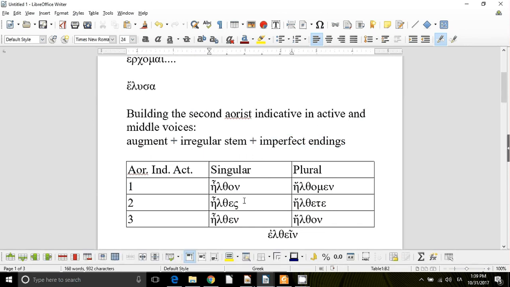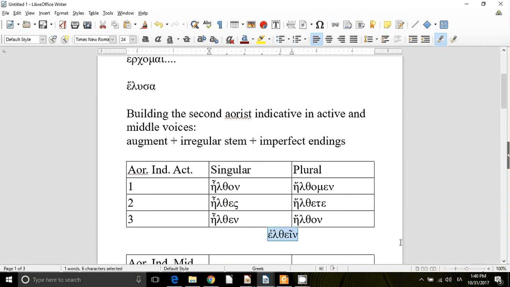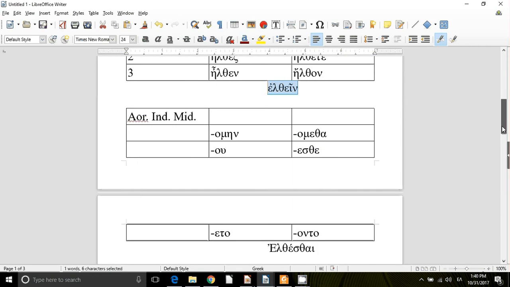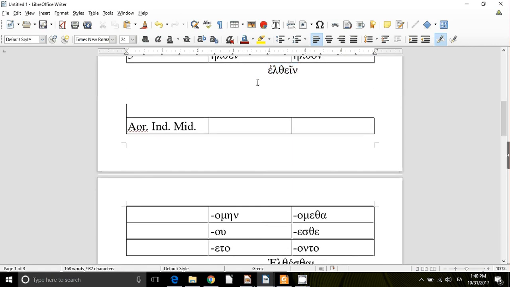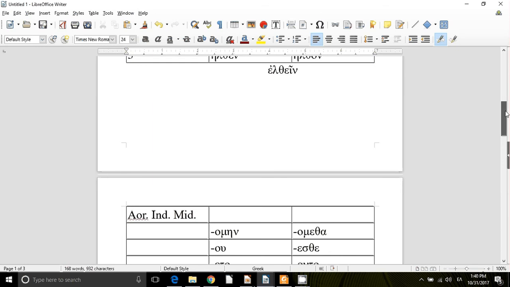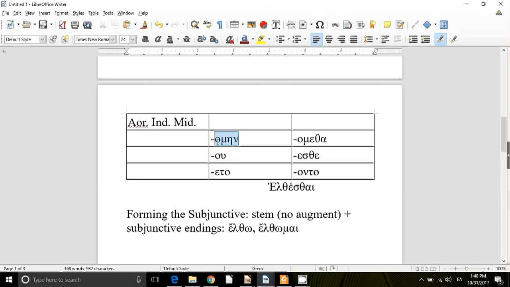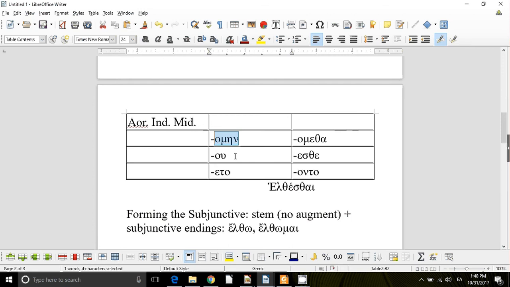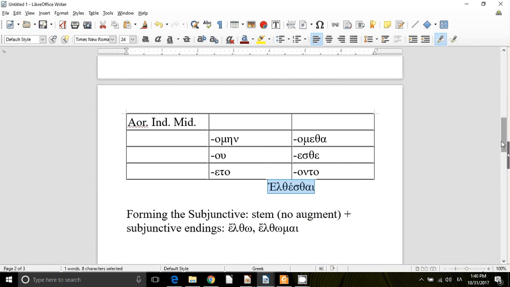So we get eilthon, eilthes, eilthen, eilthomen, eilthete, eilthon. And the infinitive eilthein, to have gone. Erkomai means I go or I come. Let's get all this on one page. And then in the middle voice, likewise, it's the middle endings for the imperfect: omen, ou, eto, ometha, esthe, onto. And the infinitive eilthesthai.